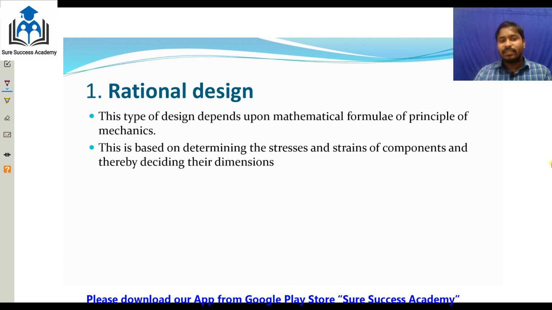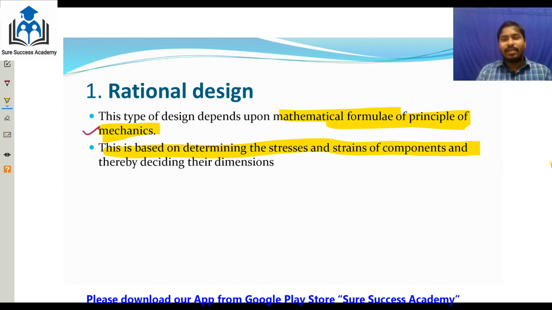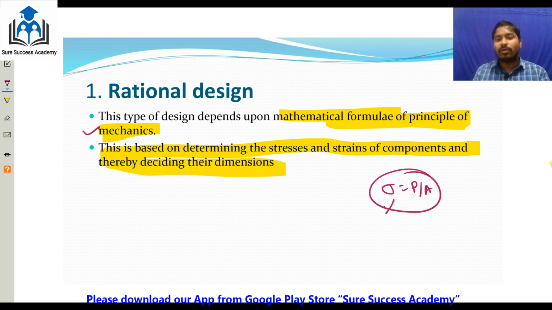What is rational design? This type of design depends on mathematical formulas or the principles of mechanics. It is based on determining the stress and strain of the component and therefore deciding their dimensions. You know that stress is equal to P by A, so here you can calculate the stress, and strain is equal to delta L by L. You have to use the principles of mechanics, and based on the stress and strain of the component, you decide the dimensions. This type of design depends upon mathematical formulas and the principles of mechanics.